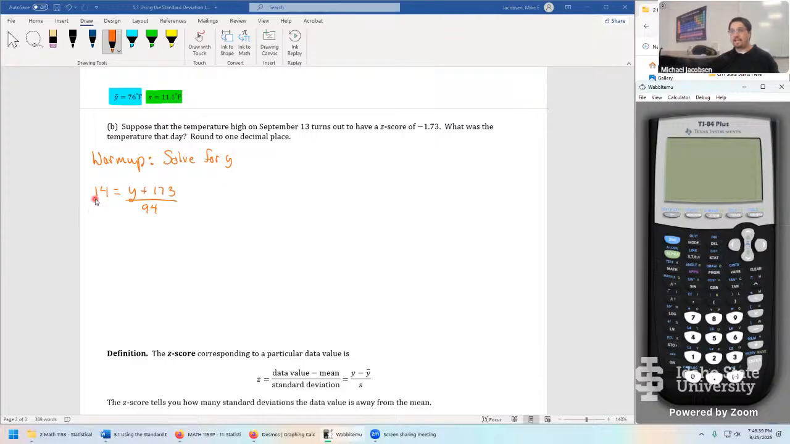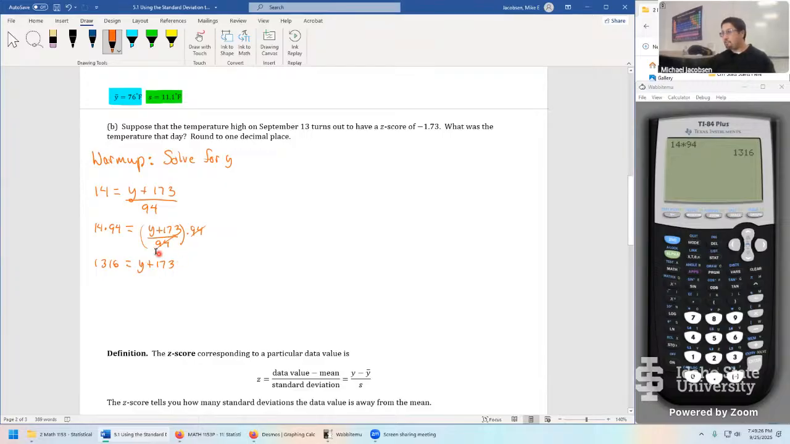In the calculator, this is what it looks like. 14 times 94. And you'd have that number. On paper, it looks like this. 14 times 94 equals y plus 173 divided by 94 times 94. We have a cancellation going that way, so the denominator is eliminated. On the left, the calculator already gave us the value, 1316, equals y plus 173. I wrote down the equation again down here just so we know what it originally started as. Any questions on that first step?